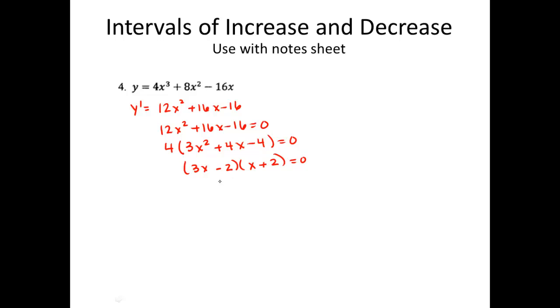Now this gives me two places in which the derivative is 0, or where the first derivative is equal to 0, which means I have two critical points. I can't have two minimums or two maximums, I have to have something like that. So I'm ending up with one max and one min. So this one right here says x is going to be equal to 2/3, and this is x equals negative 2. Those indicate where I have maxes and mins.